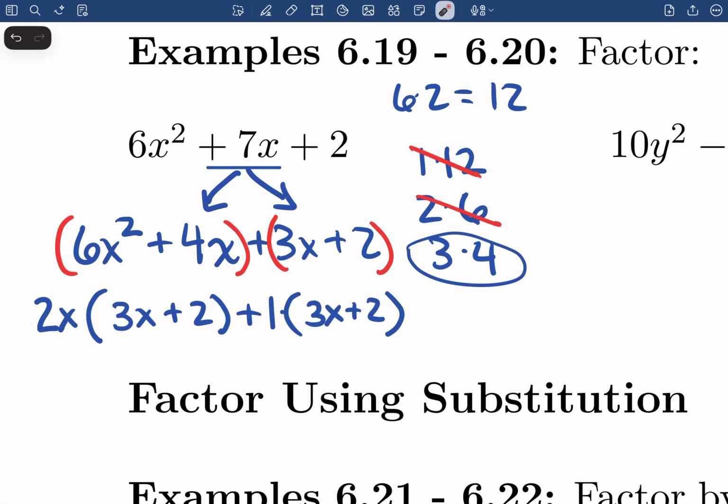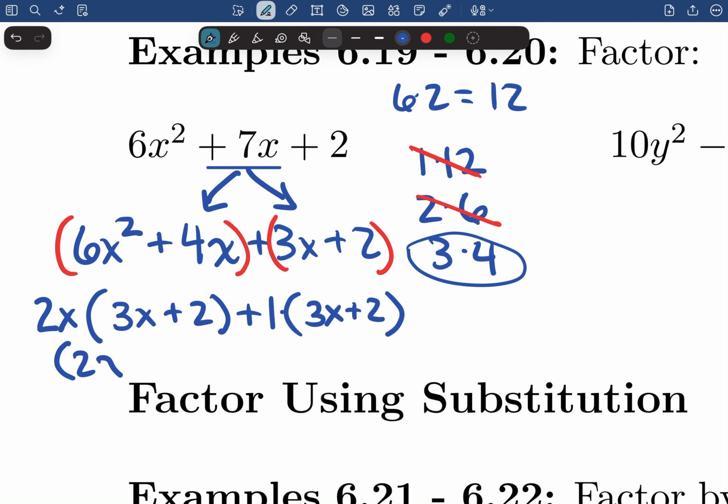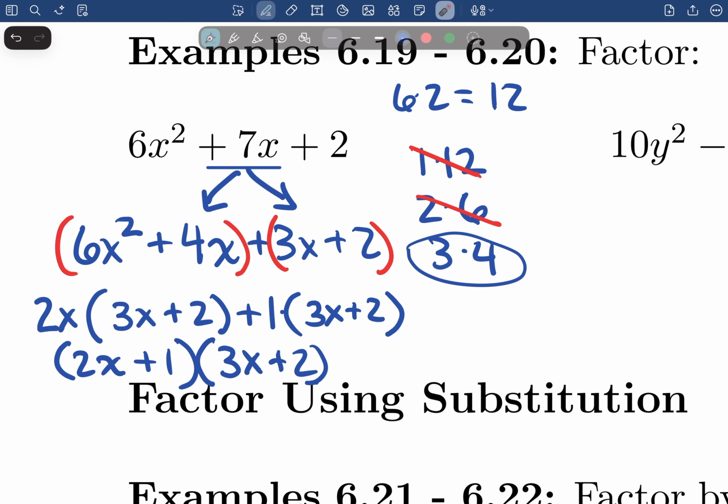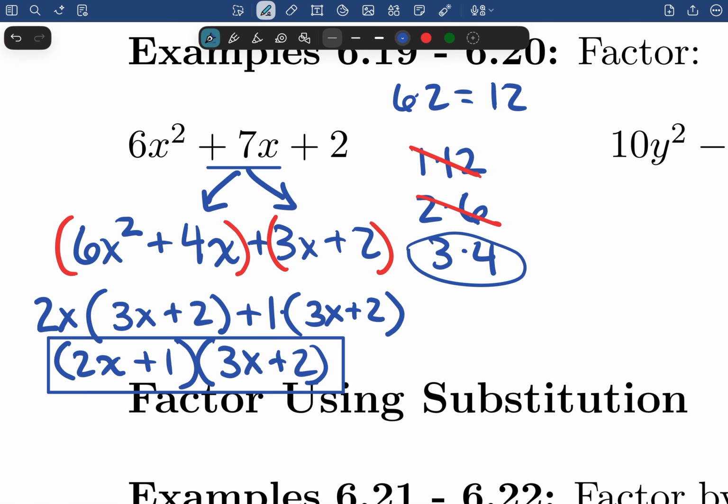Great. Now that we have pulled out the GCFs of 2x out of the first two terms and 1 out of the second set of two terms, I can group these GCFs together, the 2x and the plus 1, into their own binomial. So I have 2x plus 1, grouped into its own binomial that's multiplied with the matching binomial. You'll notice that these two binomials were matching here and here. They're the same thing. So we write that second binomial multiplied with the GCFs that we factored out. And this is the answer. This is the full factoring.